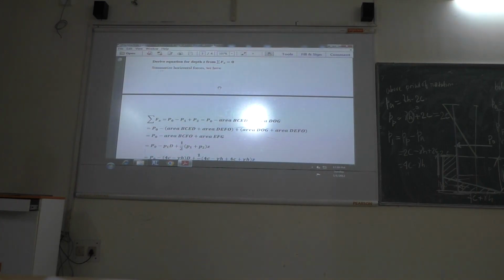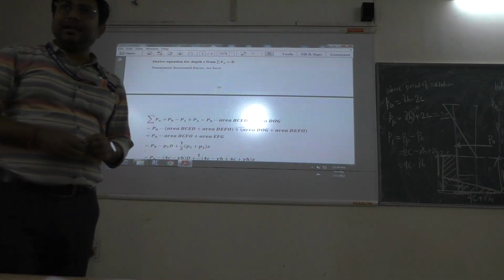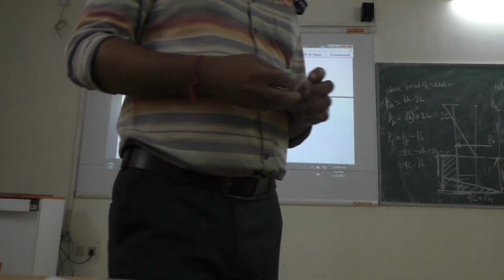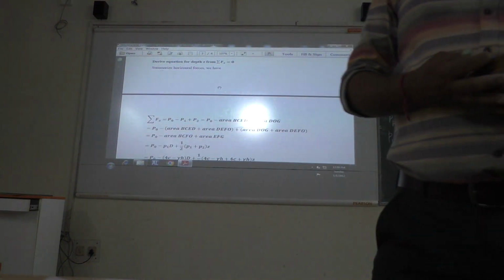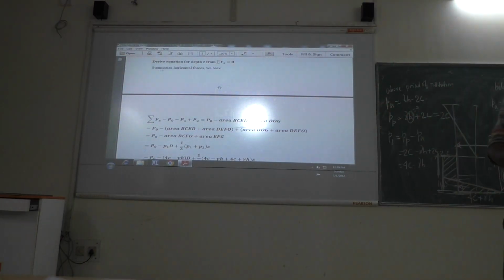Now, coming to the final part, that is to derive the D. That is the depth of embedment. That is the primary design parameter for the sheet pile.